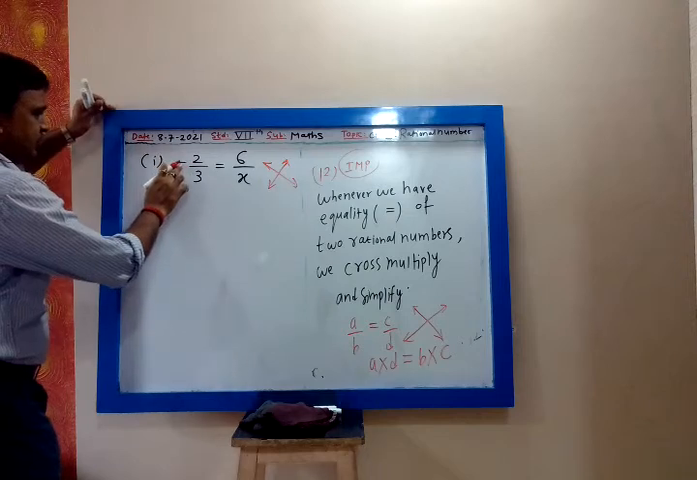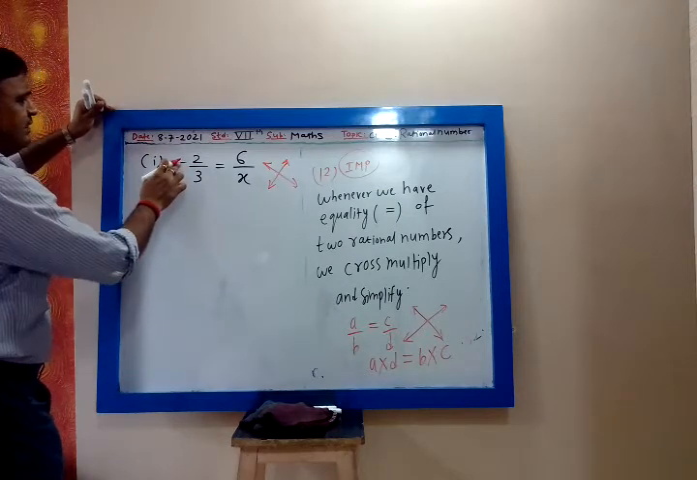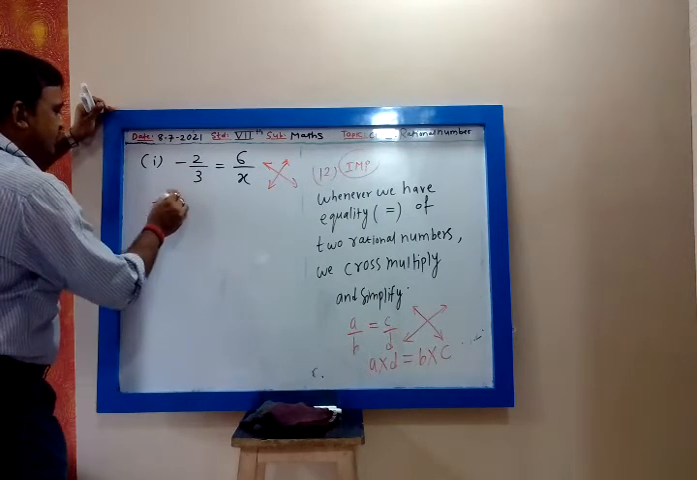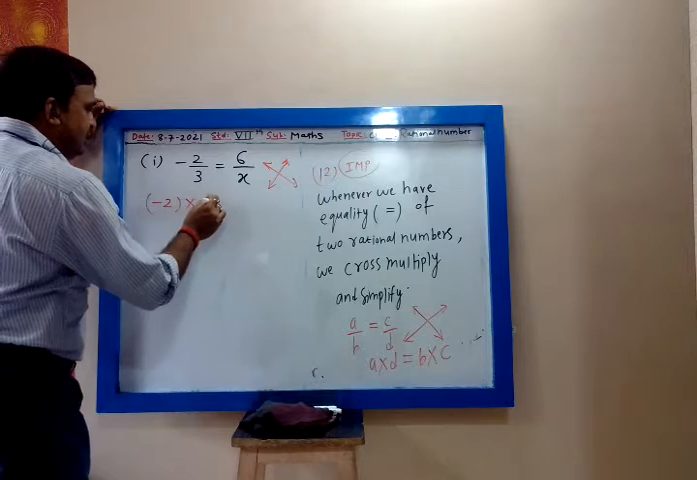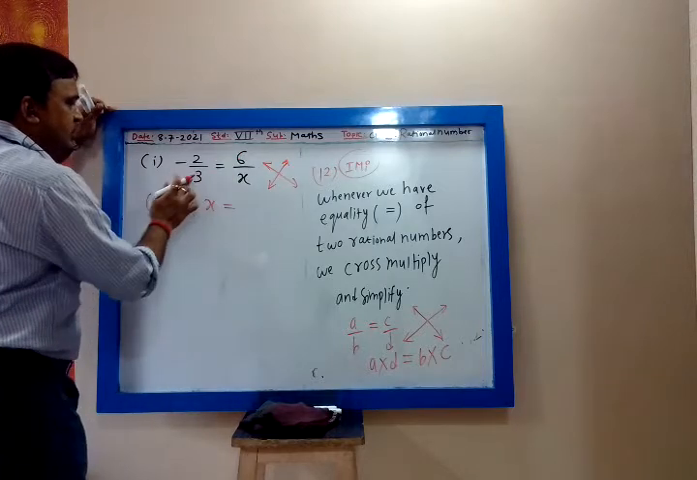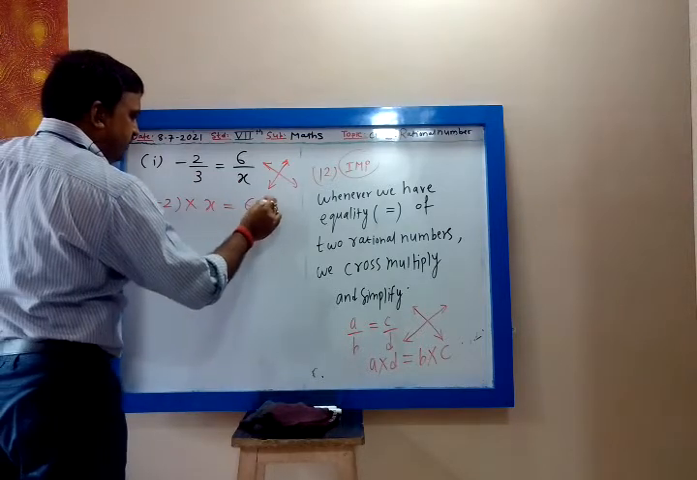So you will get minus 2 into x, is equal to 6 into 3. Very good, 6 into 3.